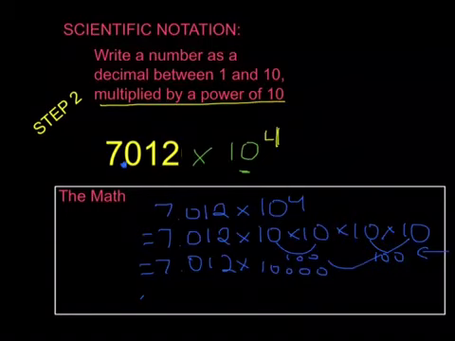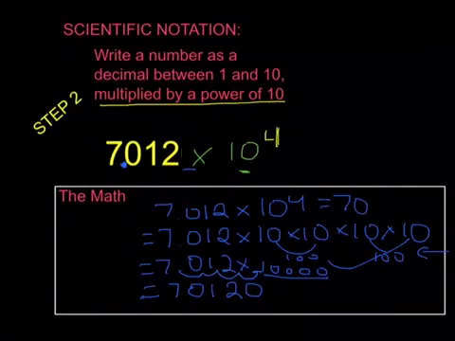And so we have 7.012 times 10,000. And this is important. This 10,000 here is going to move the decimal over 4 decimal places, which is going to give us back our 0 that we got rid of from the beginning. And that is why 7.012 times 10 to the power of 4 equals 70,120.